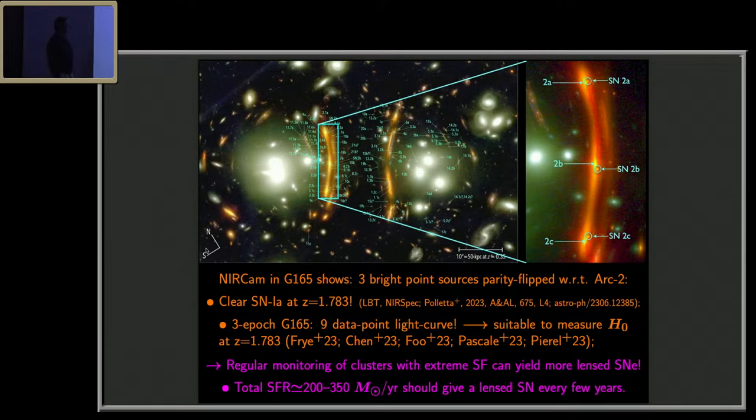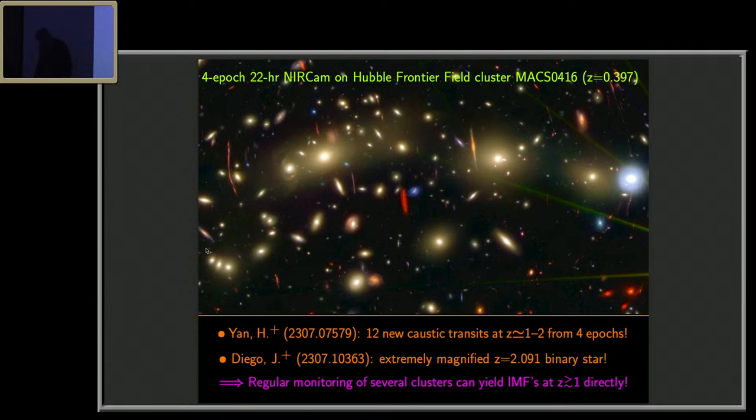Our last and probably best image is MACS0416, 22 hours, also done by the Canucks team. An absolutely beautiful paper by Yan et al. on 12 new caustic transits at the peak of cosmic star formation, and a paper on an extremely magnified binary star, redshift 2.09. I can't get over how beautiful these images are and how many objects are flickering behind these clusters. So they are to be monitored, I'm sure, in the future. If we do this correctly, I think we can get the IMF directly at cosmological distances by just counting the stars, including double stars. Thank you, Mark. Thank you, audience.